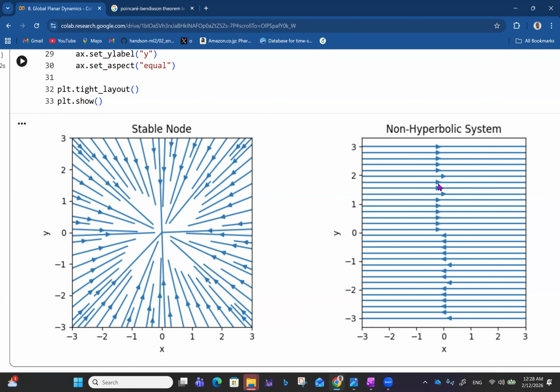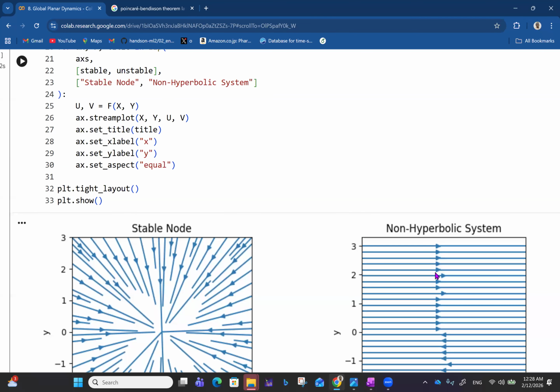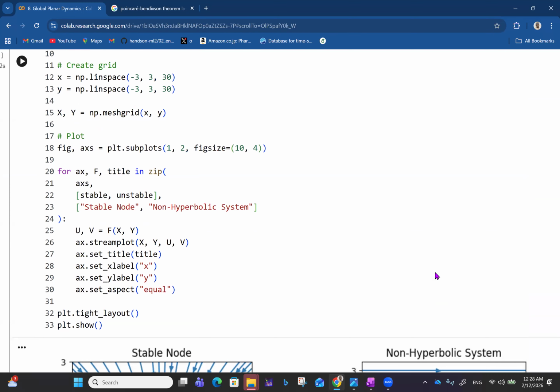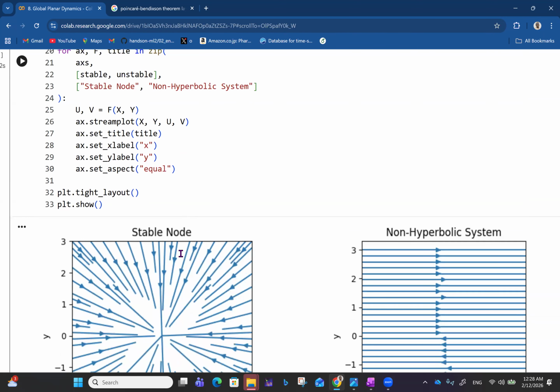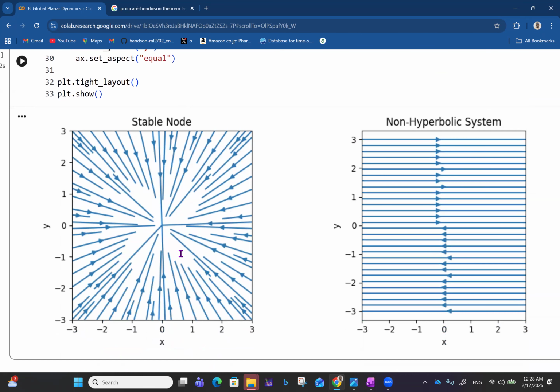But for the non-hyperbolic system, you just have everything flowing like that. It's not flowing towards any particular direction. Everything is just going the way it's going. So one thing we have noticed is that if you want to do this kind of thing, you need to do a stream plot. That's what you do here using Python. So in the non-hyperbolic system, there's no clear direction, but here everything is moving towards a particular node. And if it was unstable, everything would be moving out like that.